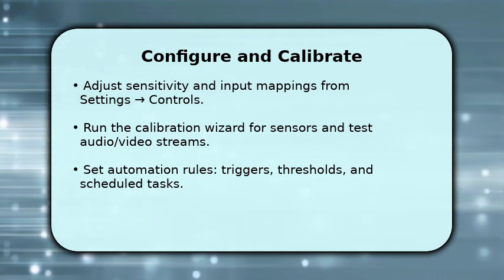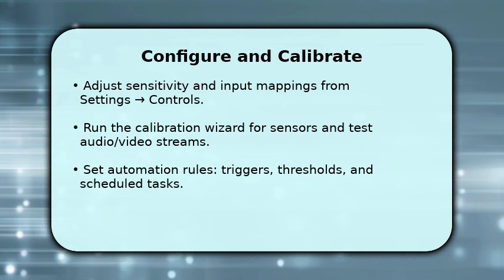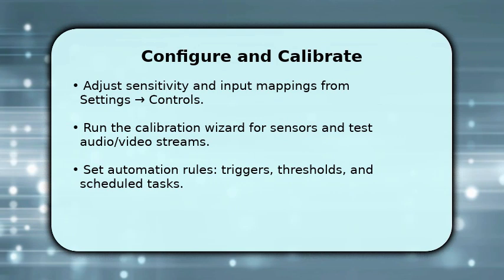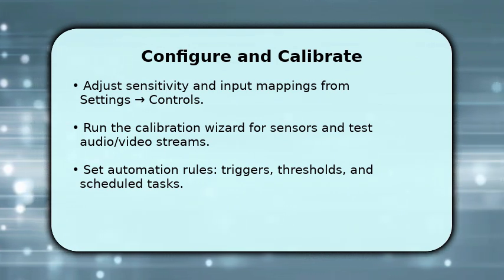Once calibrated, create automation rules, define triggers, thresholds, and schedules so Panda Go acts predictably. Take time here because proper calibration means you're ready to run a live session.